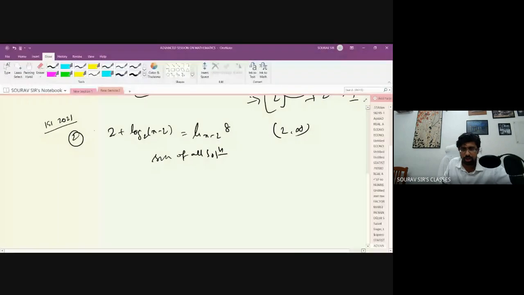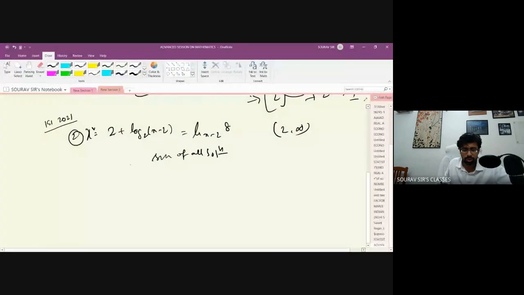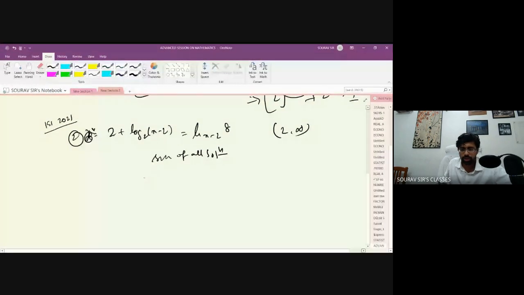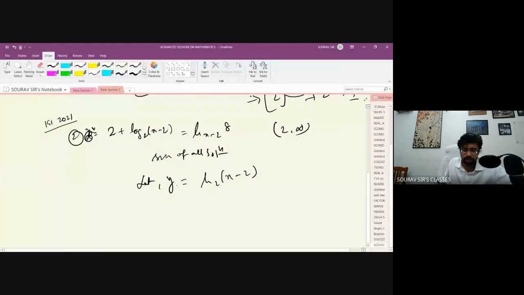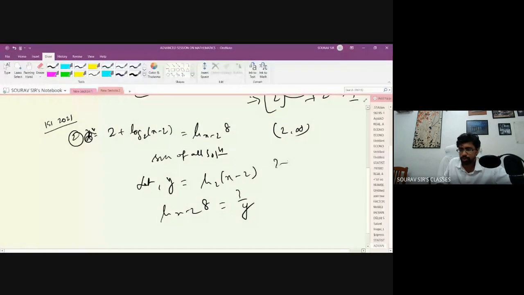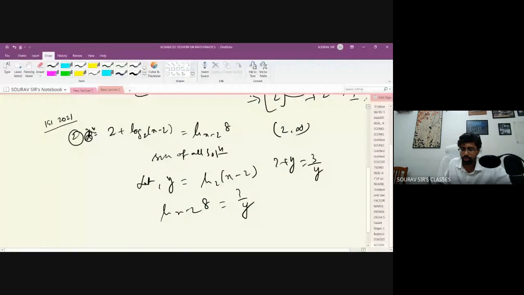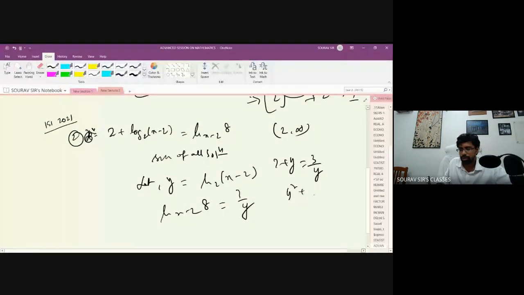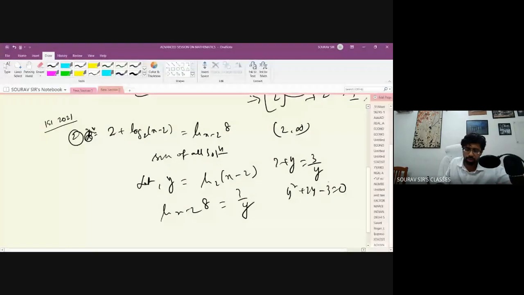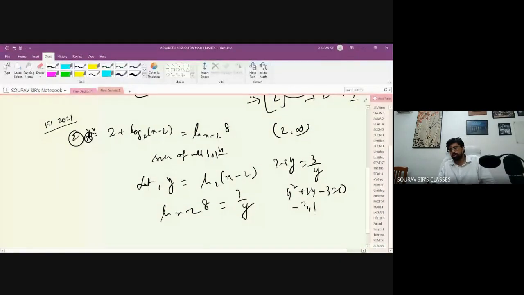So here let x equal to this whole thing, or rather say let x we can't take, let's take y equal to log of 2 x minus 2. Okay, so log of x minus 2 base 8, this thing will be 3 by y. So 2 plus y equal to 3 by y. If you solve it, you will get a quadratic 2y minus 3 equal to 0. So now this gives you 2 solutions. So solutions are minus 3 comma 1, isn't it?